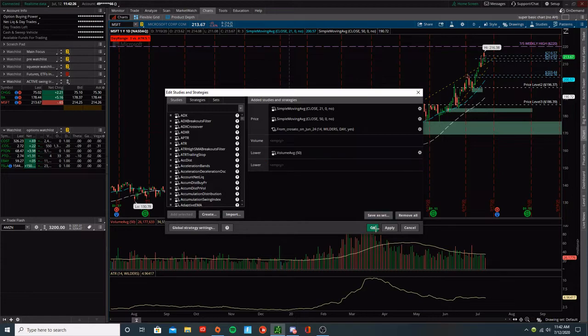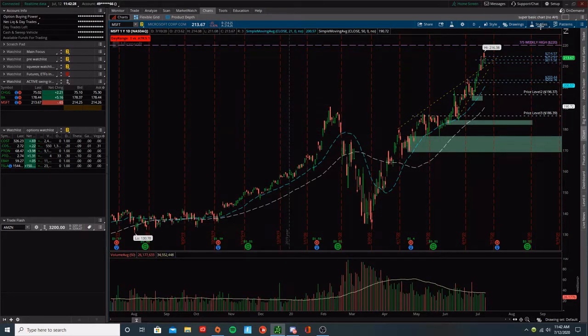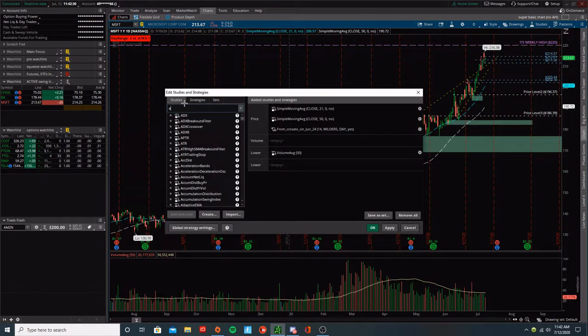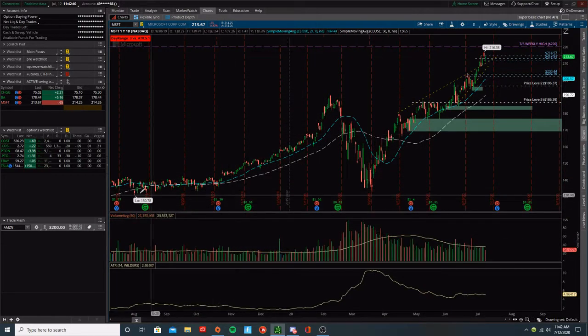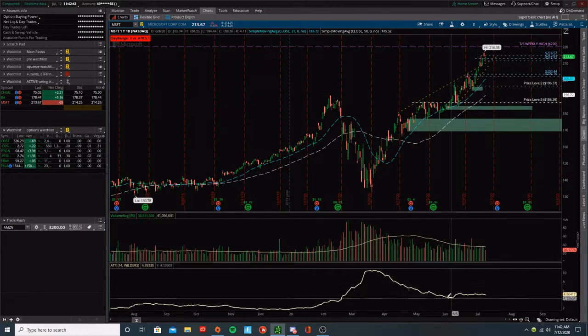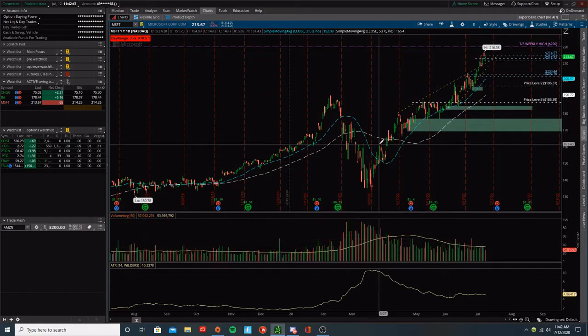Average true range. Alright, so you go to studies, edit studies, ATR, or is it average true range? ATR right there. Double click, and there you go. You can put it in like that. It's really that simple. And then you can see the average true range, which is the average range a stock moved in that time frame.